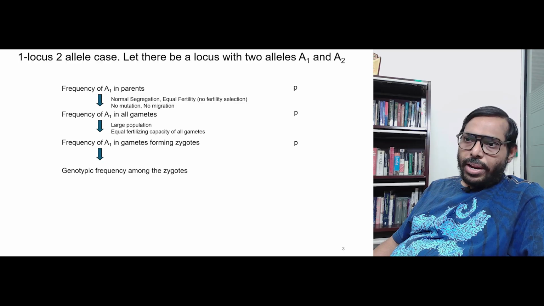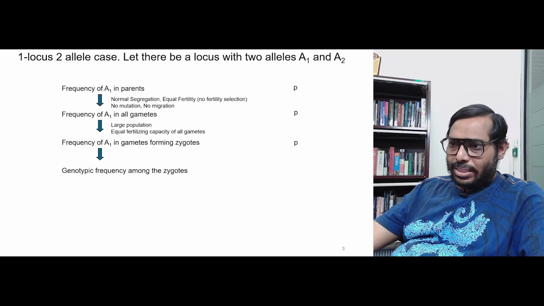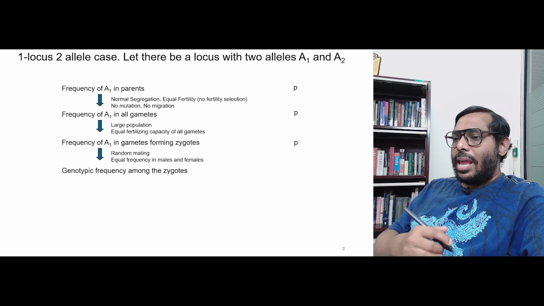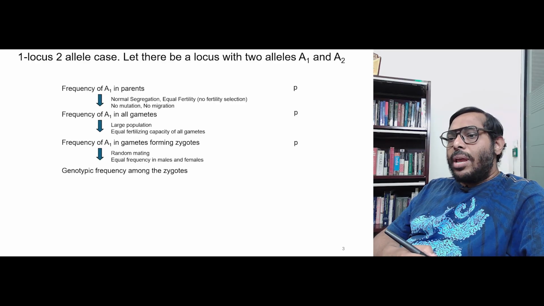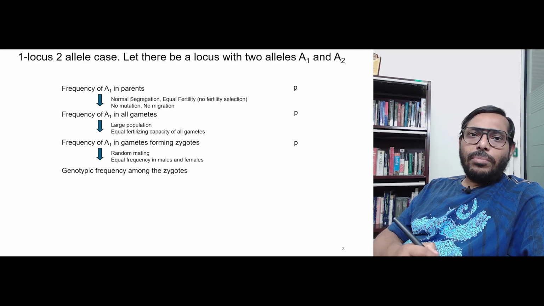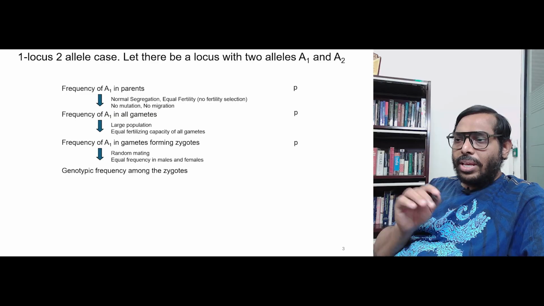Now, in order to go there, we will have to make two major assumptions. What are the major assumptions? A, mating is random, and B, the frequency amongst males and females are equal. Now, why are we making these assumptions?